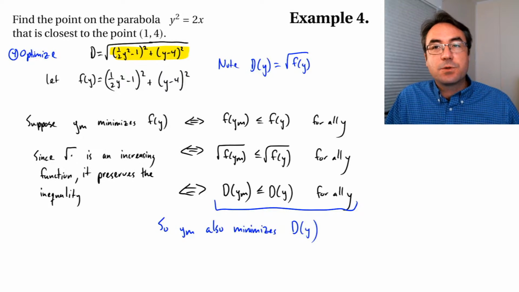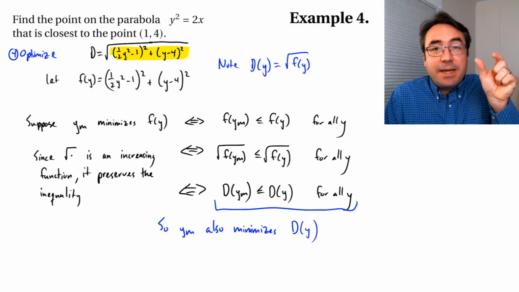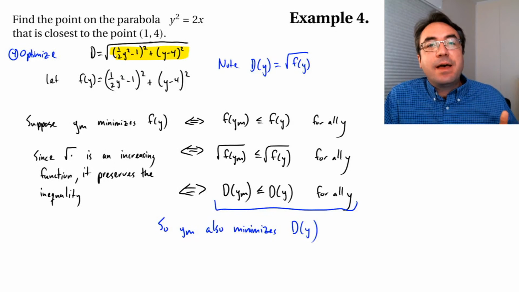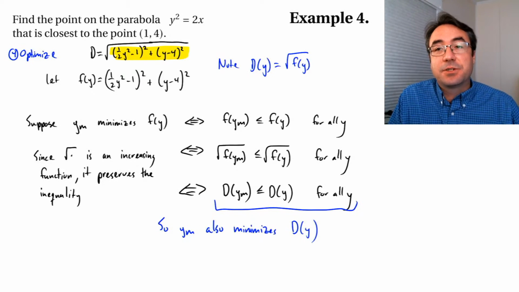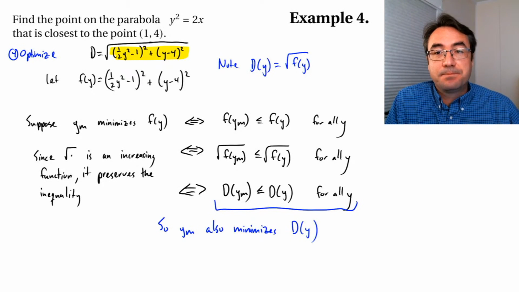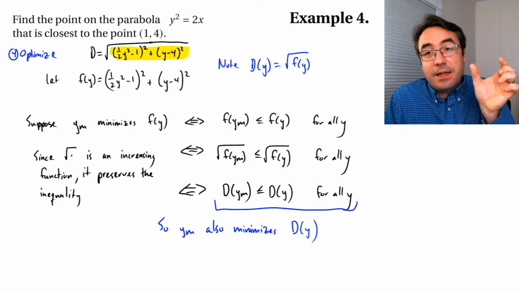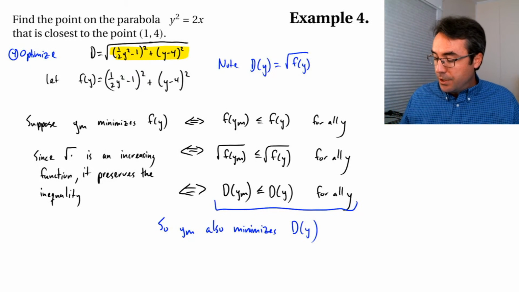So when you're dealing with a square root, if you can minimize the inner function, well, then that same x or y value also has to minimize the entire composite function, the entire square root function. So we can just consider the inner function and figure out the y value for where just that inner function is the smallest. And that's what we're going to do next.